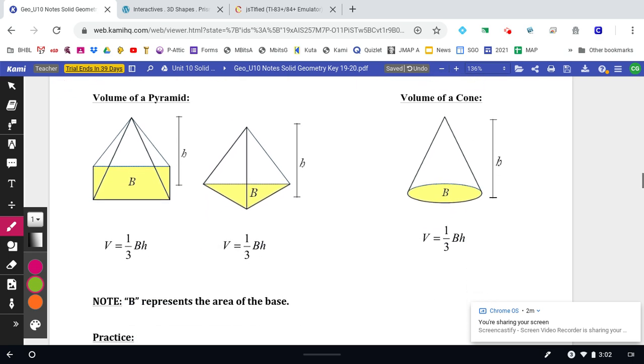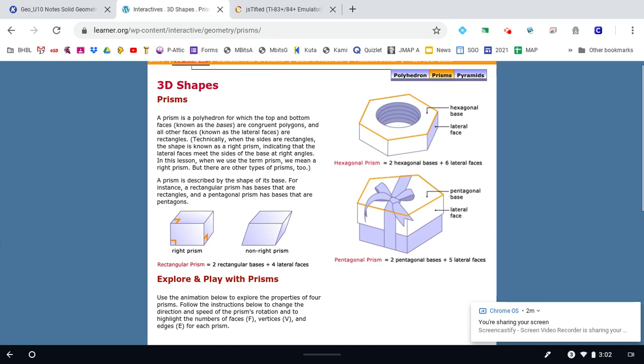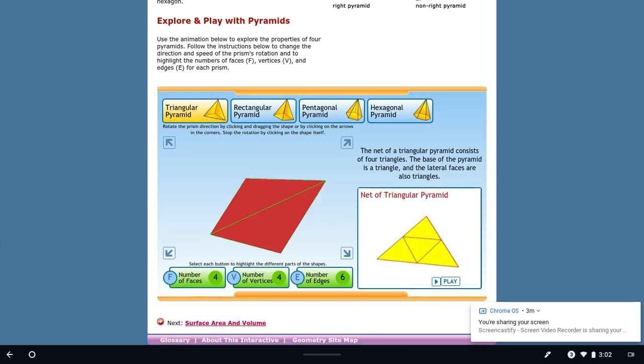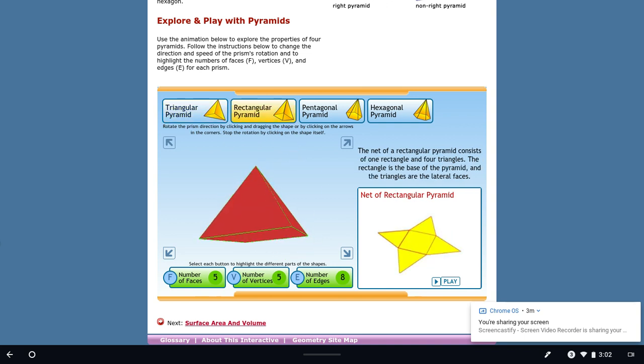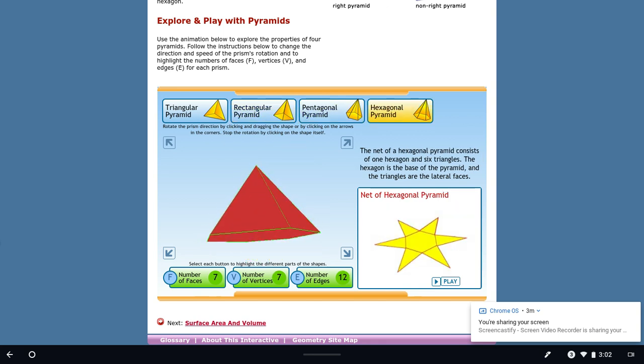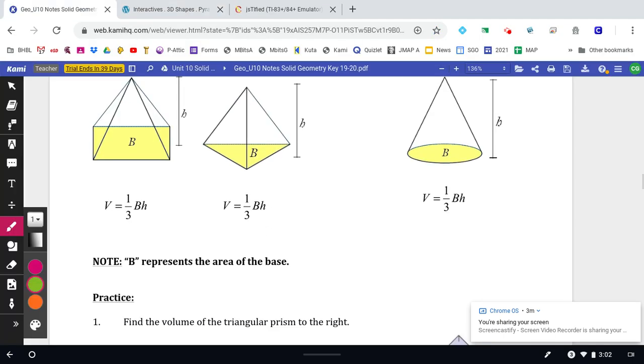All right, now pyramids. Remember we talked about pyramids in the last video. Pyramids can look very different depending on what the base is. So I can have a triangular pyramid, a rectangular pyramid, notice the rectangle on the bottom, pentagonal, hexagonal. And what it does is it changes the number of faces every time. And so when I am finding the volume, again, the big B, the base, is going to change.